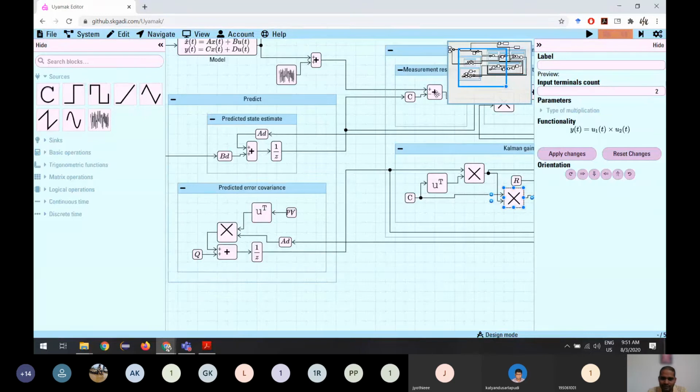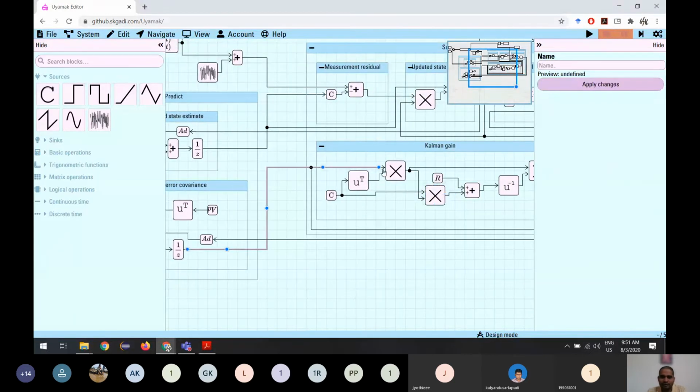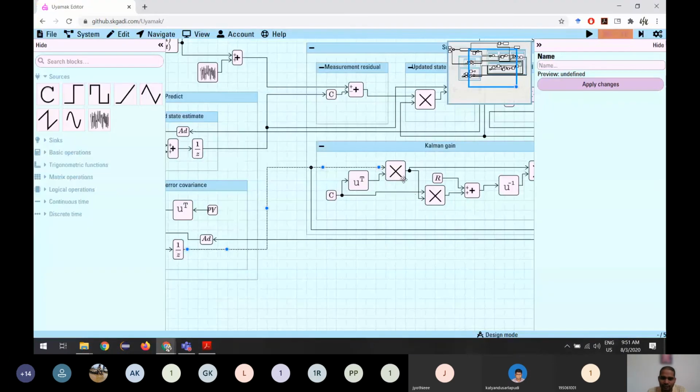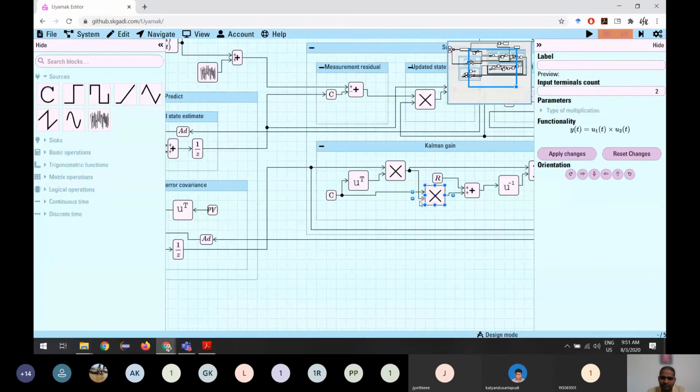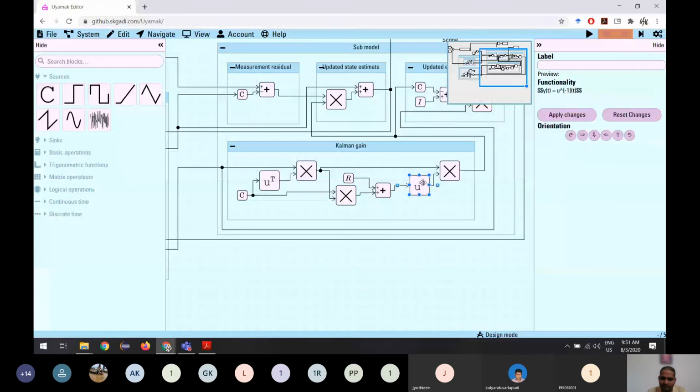This is the predict block. The minus is the predict block. We receive the signal here. This is a P. So what we are having? C times Pk C transpose. So we are doing these multiplications here. With this we are adding the R, and then we have to apply the inverse matrix.